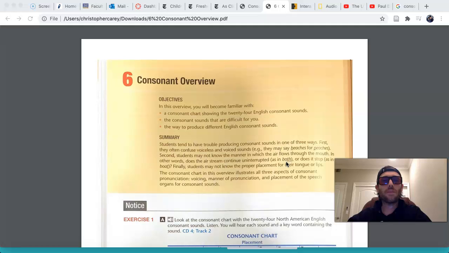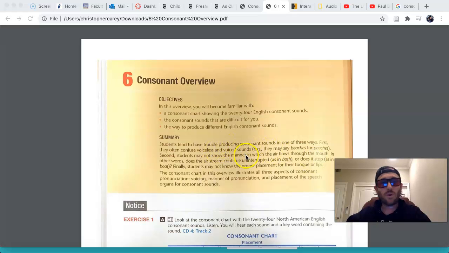Both. And on the other hand, there are some consonant sounds where the air stops. When we pronounce that consonant sound, the production of that consonant sound stops the flow of air through your mouth. For example, boat. Boat. When we pronounce the T sound, we stop the flow of air. So that's a difference, right? Uninterrupted airflow versus stopped airflow.